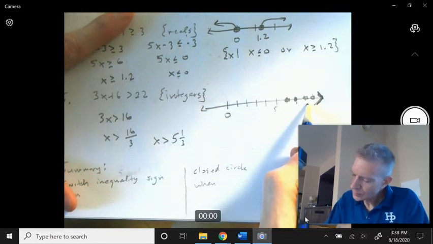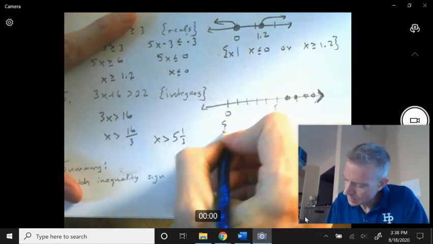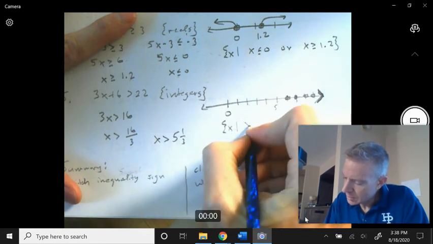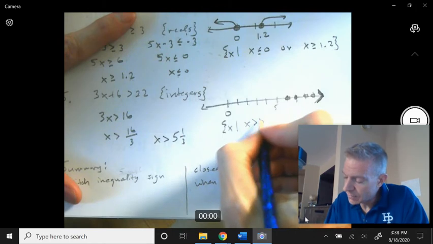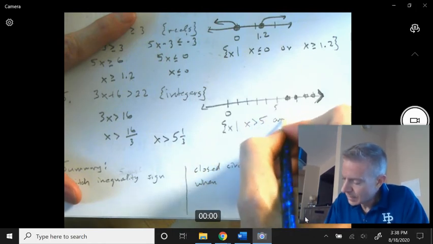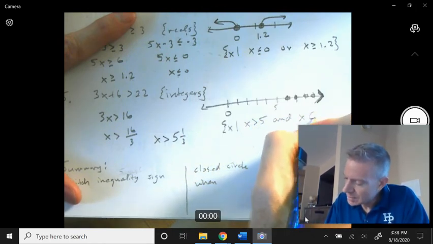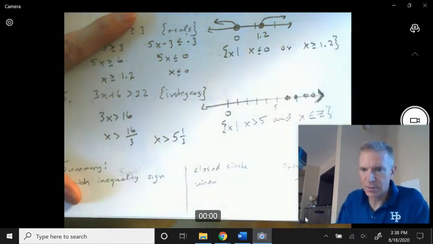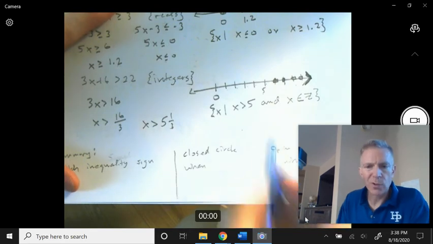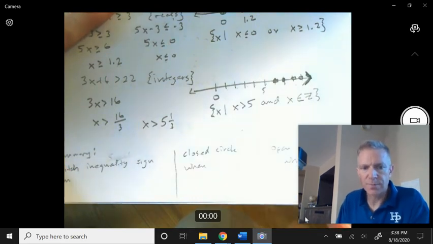And then we would say the set of all x such that x is greater than, we could say greater than or equal to 6, we could say greater than 5, and x is an element of the set of integers. Remember that Z represents the set of integers. And there's not really a way to do this in interval notation.